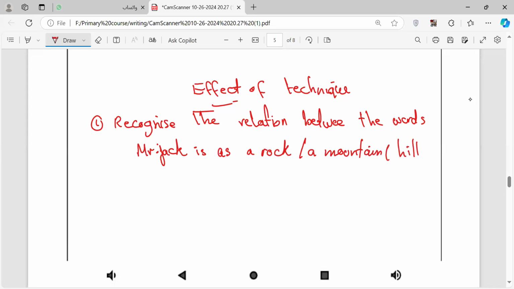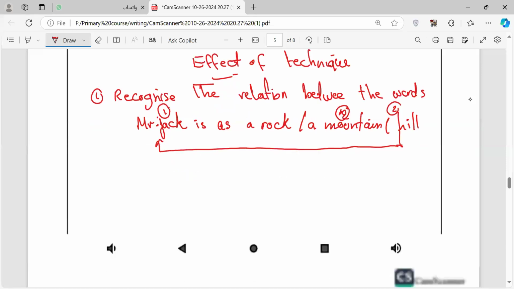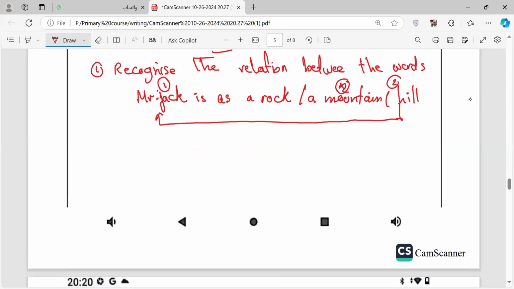Where are the parts of the relation here? Jack, this is number 1, and the mountain or the hill, this is number 2. So the parts of relation here are Mr. Jack and the hill. What is the relation between them? This is a person and this is a non-living thing. I don't know what the relation is. So I should think. Ask yourself why he might create this comparison.